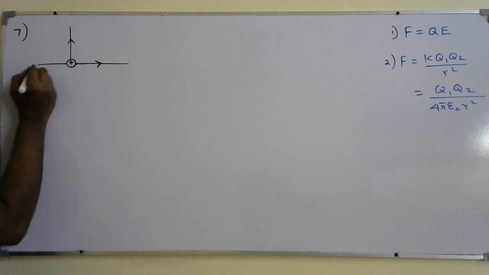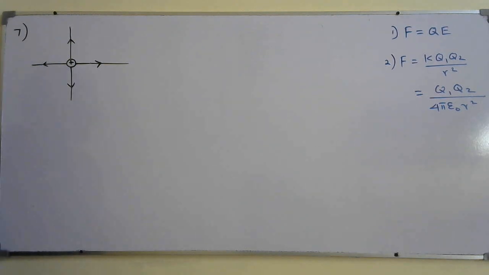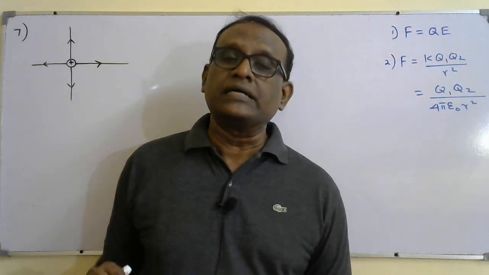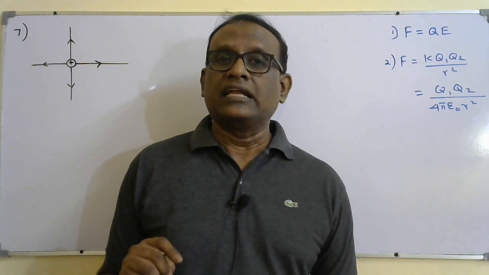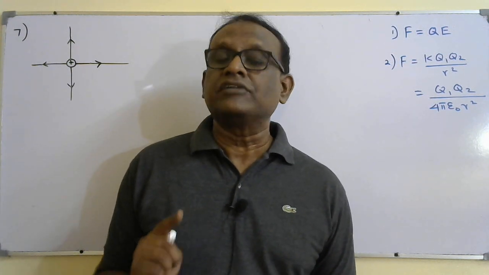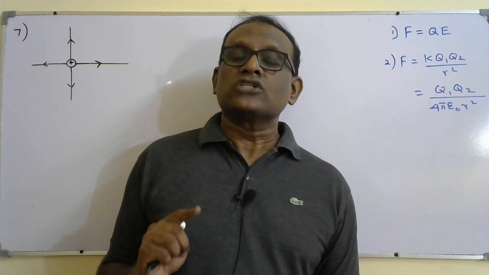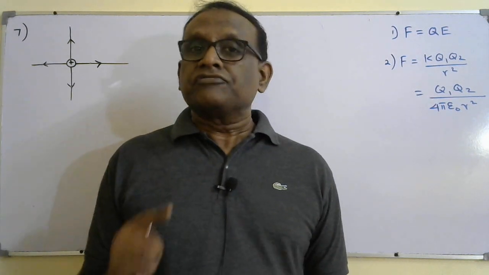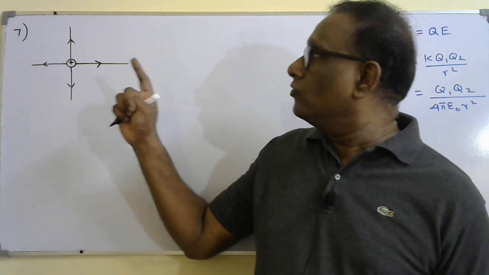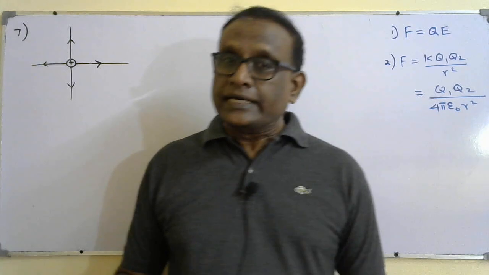How many lines should I draw? For that, we should know the properties of the electric field lines. You must remember, first property, electric field lines never cross each other. Second property, the electric field lines always start from the positive charge, or they always move away from the positive charge and move towards the negative charge.